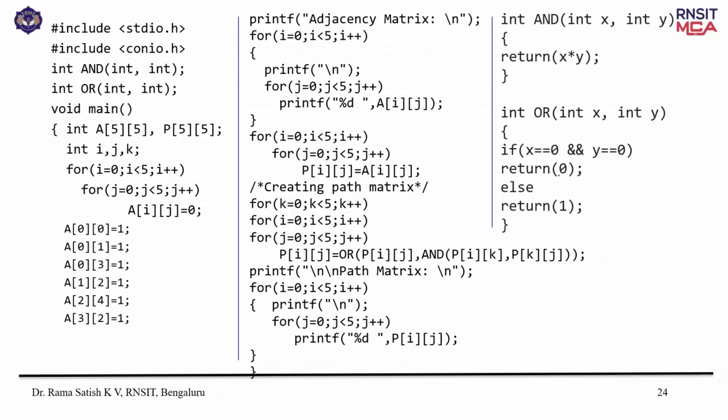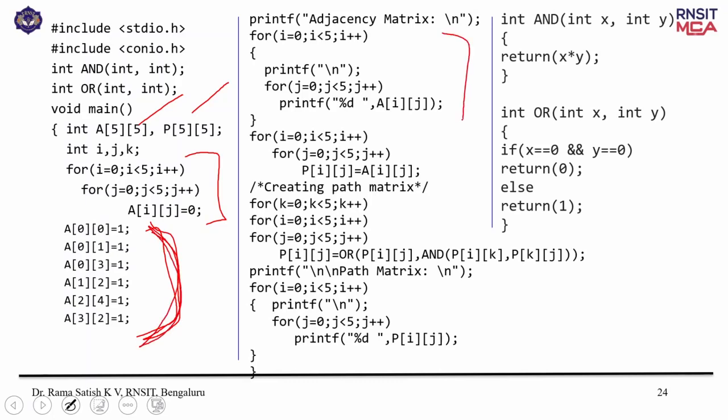The same code is written here. You can see here, this is the adjacency matrix and this is the path matrix. First make all the elements of the adjacency matrix 0. Wherever there is a link between the nodes, you create an adjacency matrix, and that adjacency matrix you just display. Now, whatever is there in the adjacency matrix, you copy to the path matrix. Same content, you just copy to the path matrix.